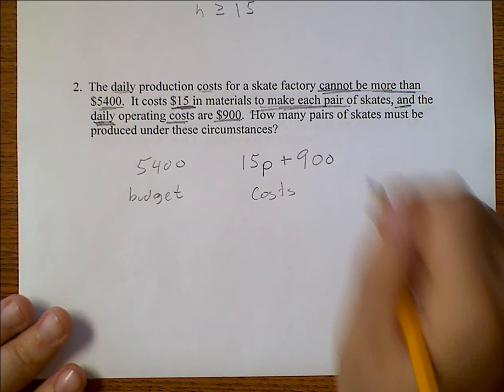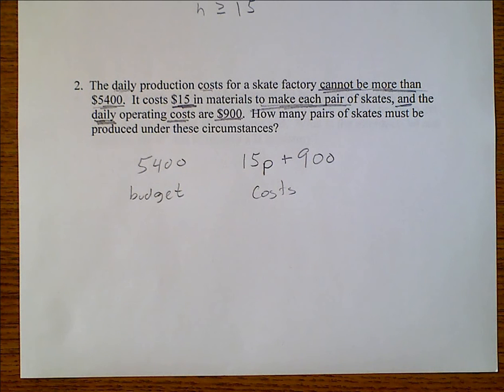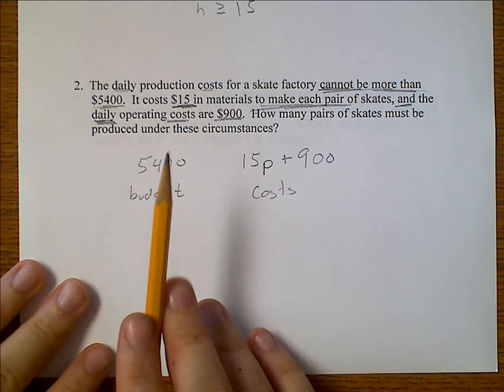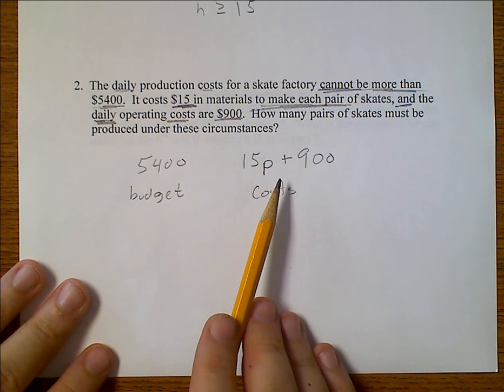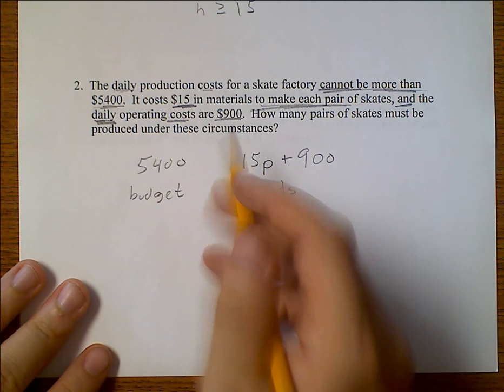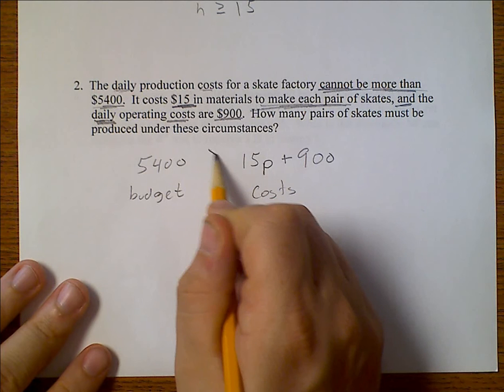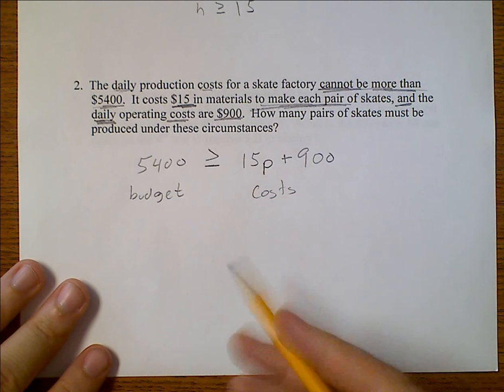That means if I'm just going to open up my skate factory for production at all, it's going to cost me $900 just to pay my electric bill, my employees, just opening the doors. It's $900 for that day. And then it's $15 for every pair of skates that I want to make. So here's our question. We have our budget and we have our costs. And our budget needs to be larger than or equal to our costs.